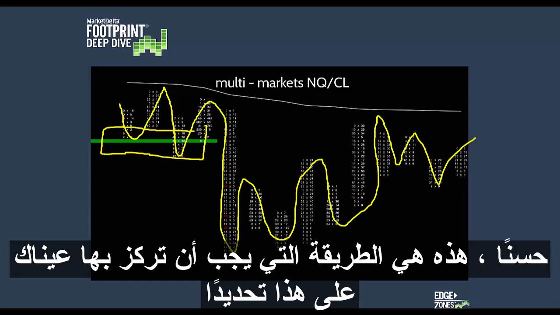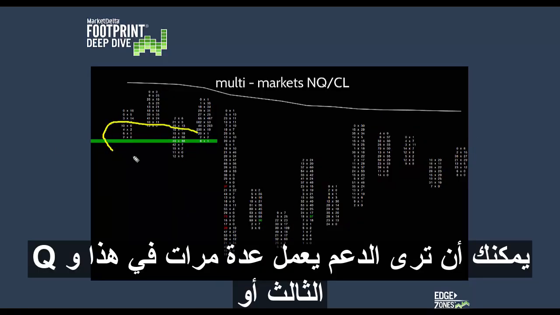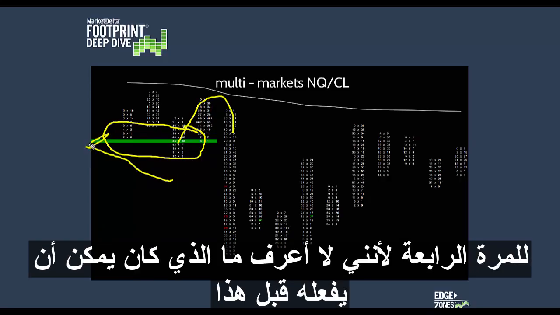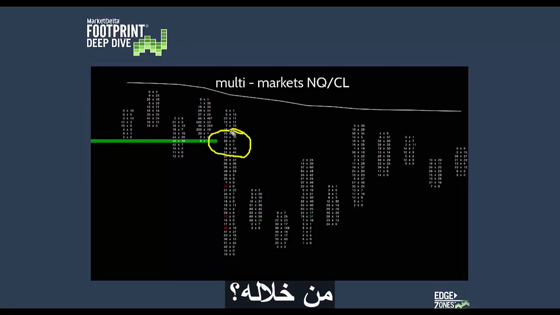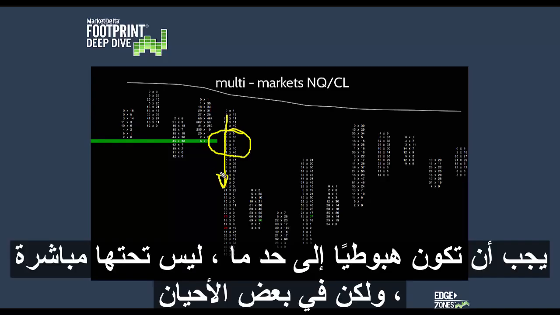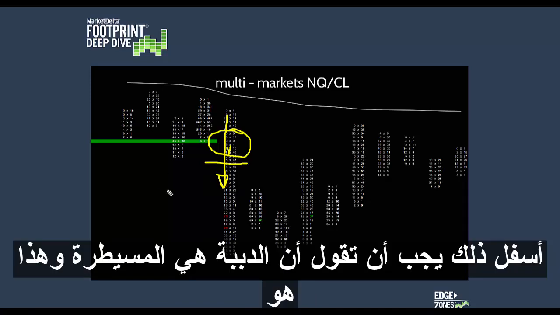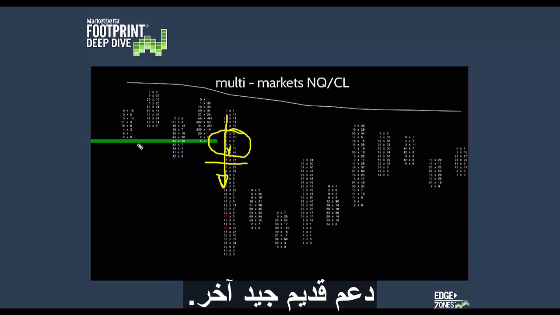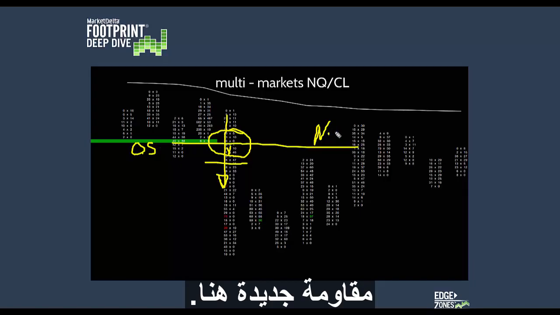Okay, that's how your eyes should have been fixated on this particular image. You could see support working a couple times in this NQ. The third or fourth time, because I don't know what it might have done before this image was cut off, but the third or fourth time, what does it do? Blast through it. You should be pretty bearish. Not right underneath it, but at some point underneath it, you should say the bears are in control. And this is another good old support, new resistance right in here.